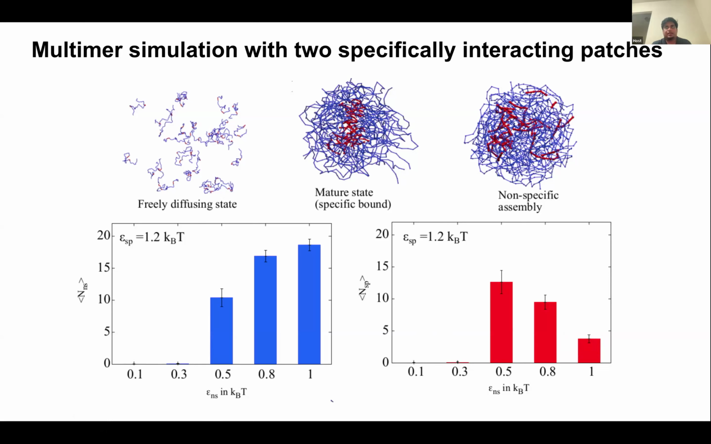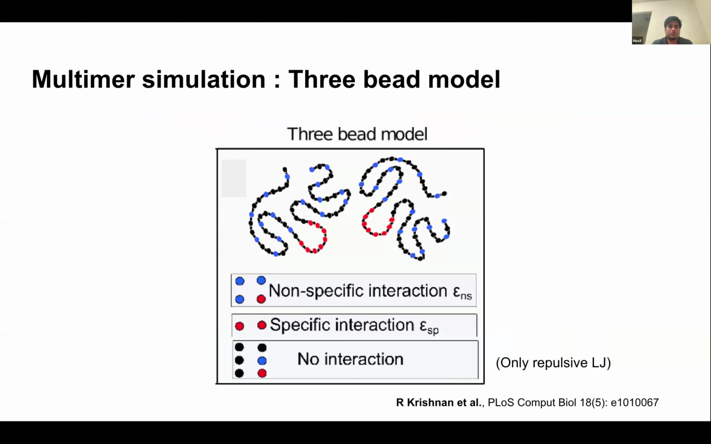So what we conclude is that this interaction region being in between doesn't matter. Only the interaction value matters. So the interaction strength of the region matters, and the distribution of the interaction region doesn't matter. That is what we saw. To test this hypothesis again, we did one other kind of simulation, where we wanted to vary non-specific interaction by changing the number of non-specific beads.